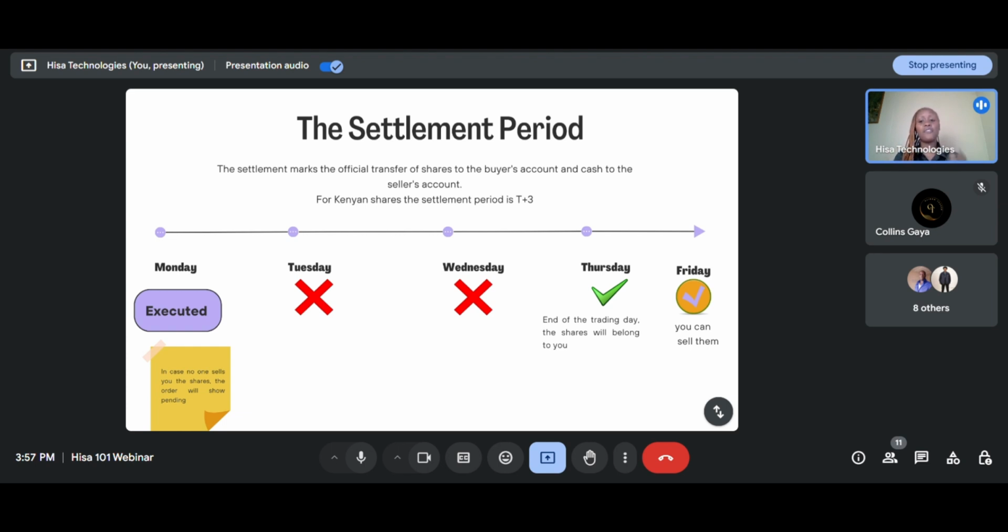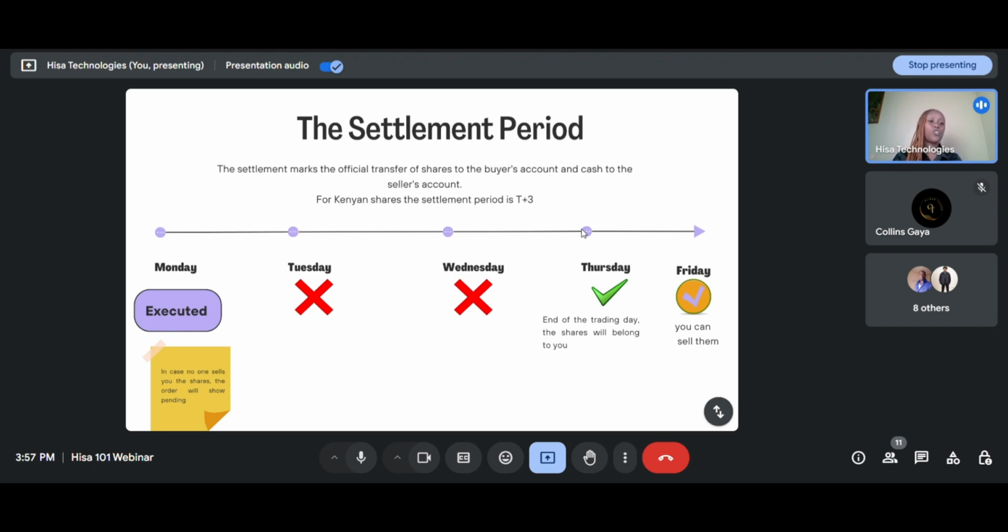So let's say, for example, on Monday, you place an order and it is executed instantly. So on Monday, it is executed. Tuesday, day 1. Wednesday, day 2. Then on Thursday, that is day 3, once the market closes, that is at the end of the trading day, the shares will legally belong to you.